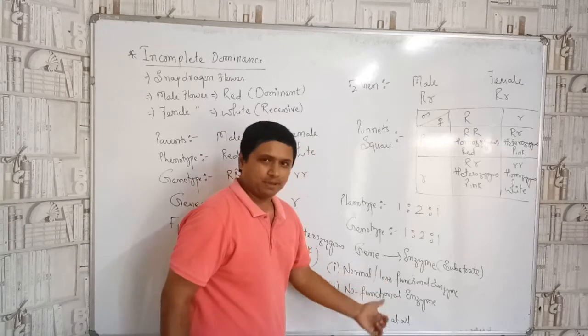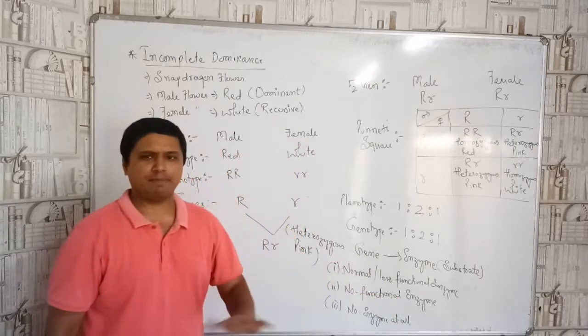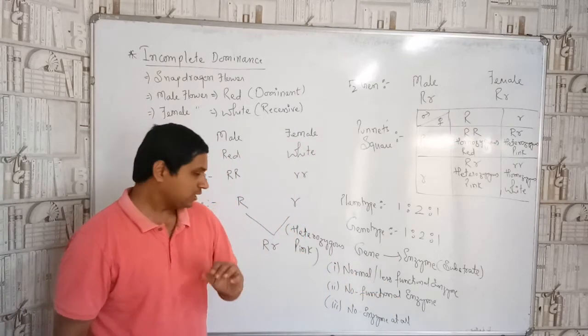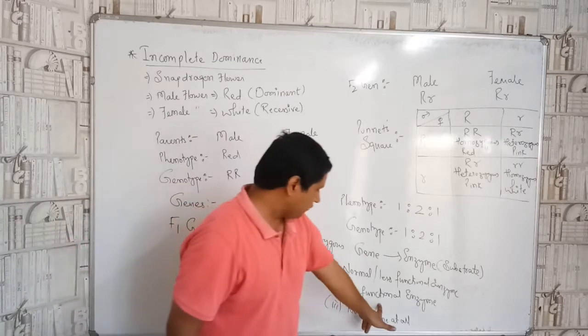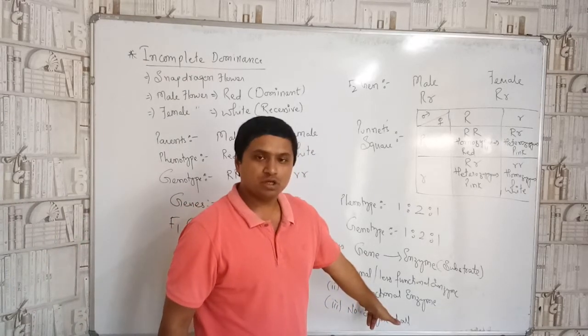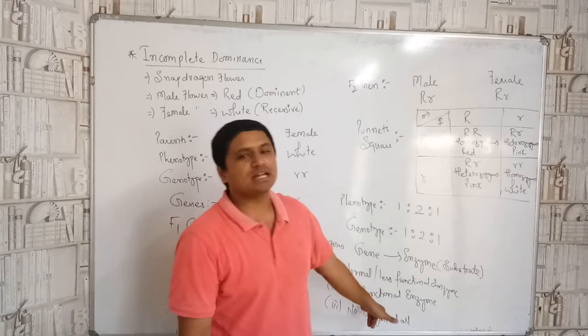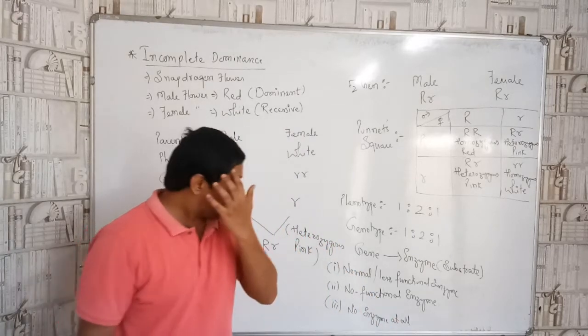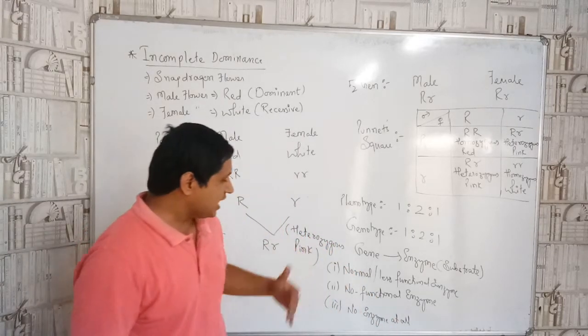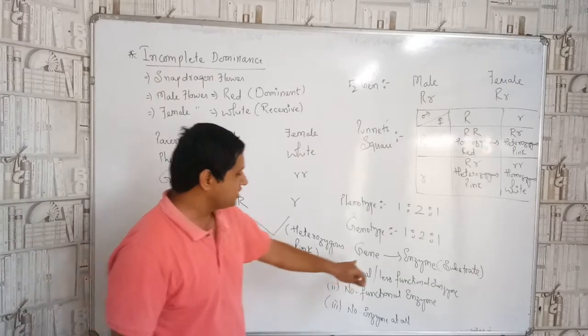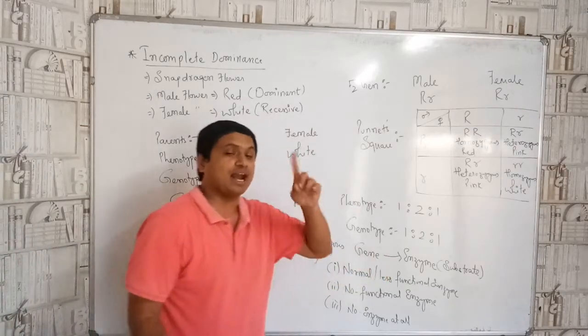Now, if in the first case the normal or the less functional enzyme is there, then what happens? There will be no change in the phenotypic aspect. But what if no functional enzyme is being produced? Then there will be a change in the phenotypic ratio. Over here the functional enzyme is what? That is the genes which are controlling the characters of red and white, children.